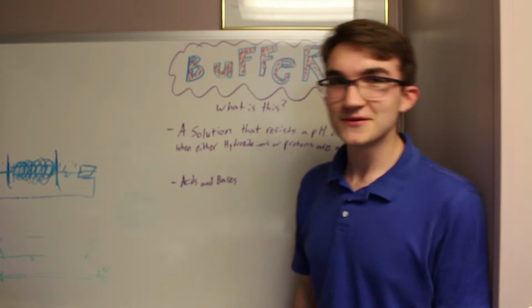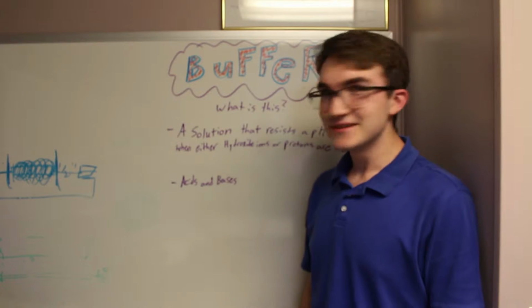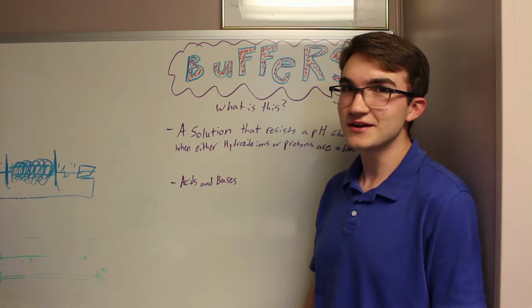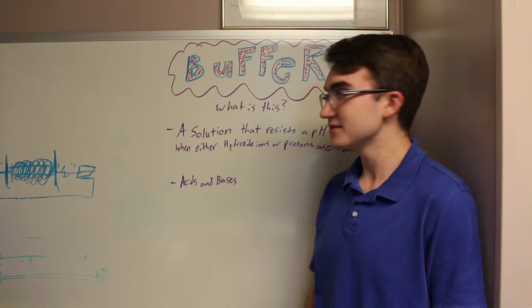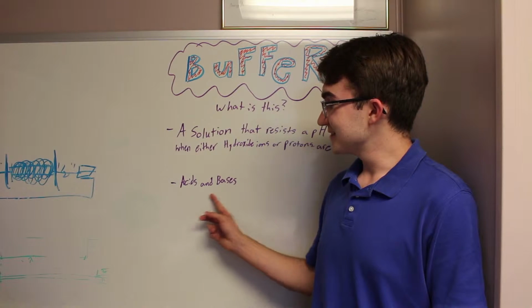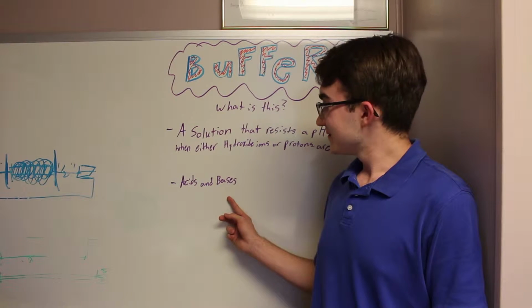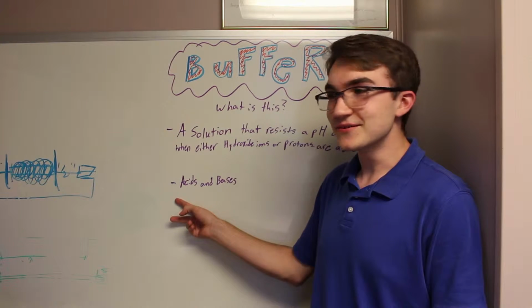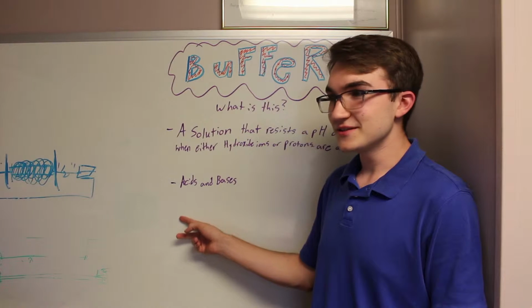Now, you may be wondering, what is a buffered solution? Well, it's a solution that resists a change in pH when either hydroxide ions or protons are added to the solution. From this, we can infer that it is most likely an acid or a base reaction kind of thing. It has something to do with these. So, what are some common examples?